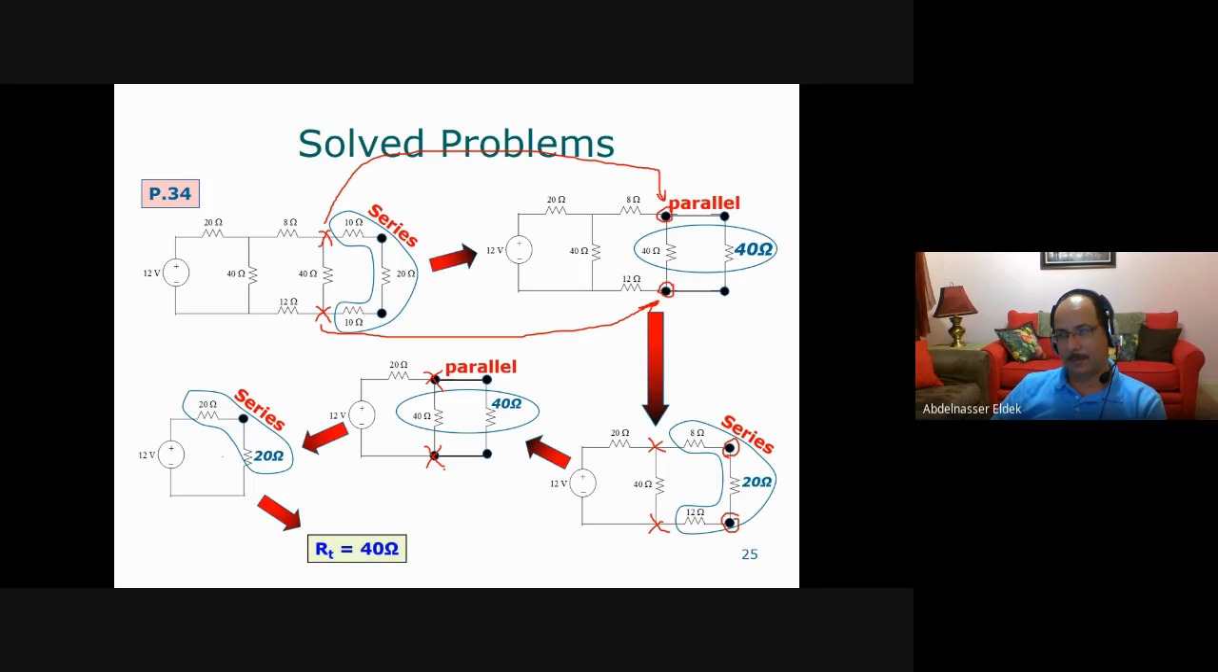Here it is. Okay, between the same 2 points, this one and this one. In the last circuit, I have 20 and 20 in series. So 20 and 20 will be 40. Okay. So now if I want you to calculate the current, what's the total current, I?